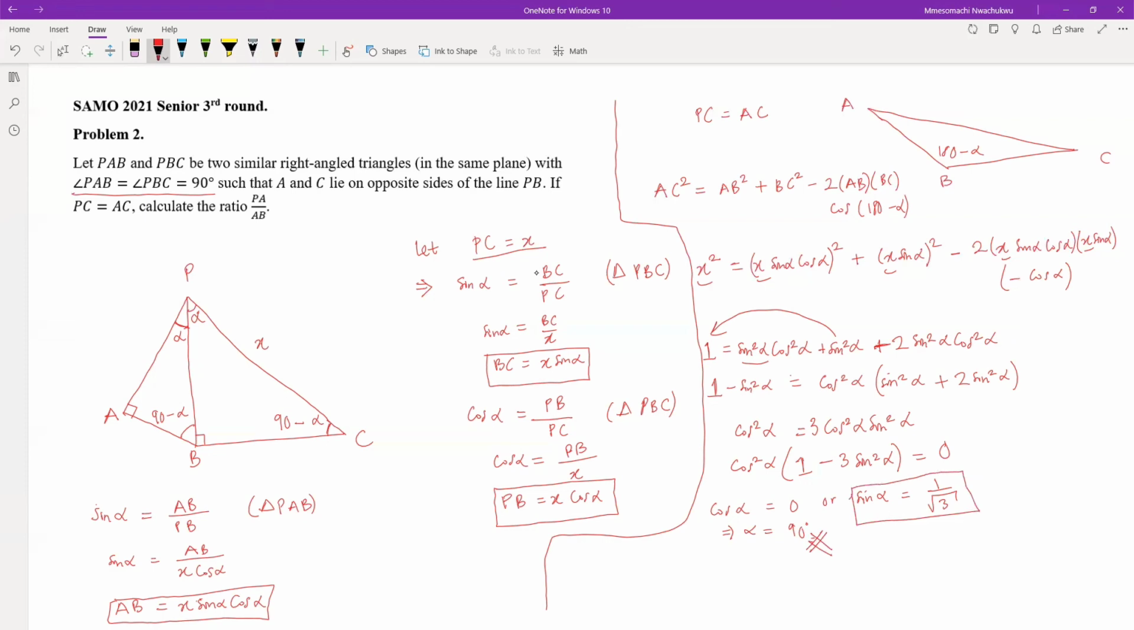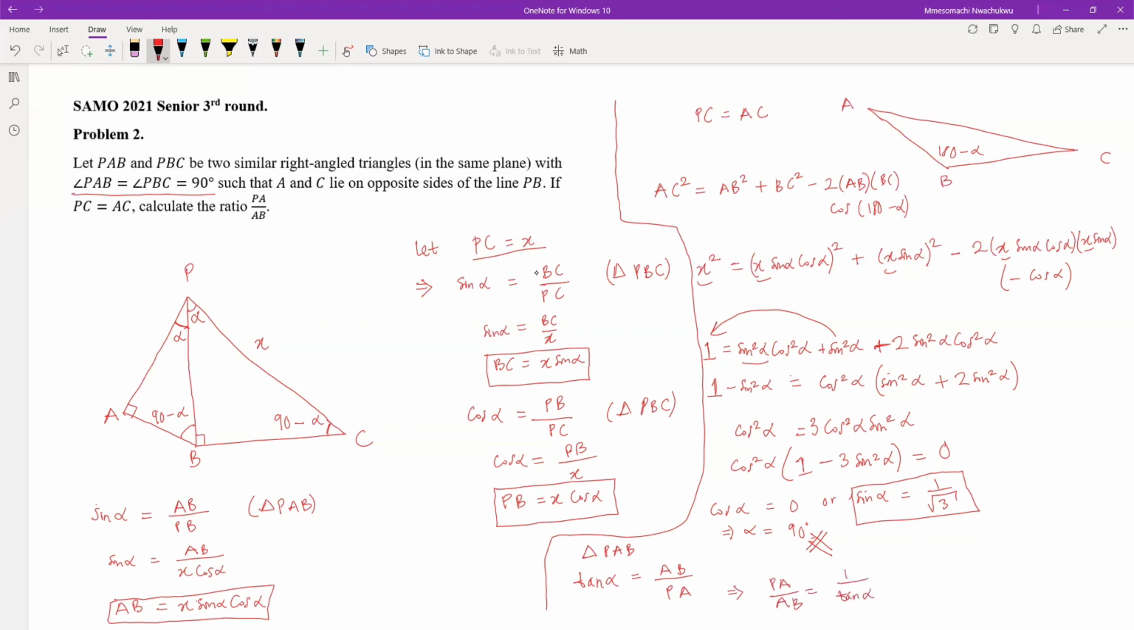Now, what are we looking for? PA over AB. So that is tan alpha, so looking at triangle PAB, tan alpha is equal to opposite, that is AB, over adjacent, which is PA. So this implies PA over AB is equal to 1 over tan alpha.